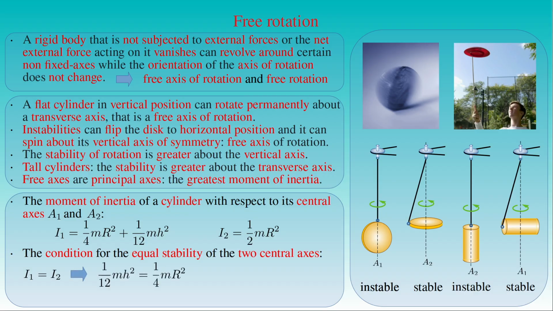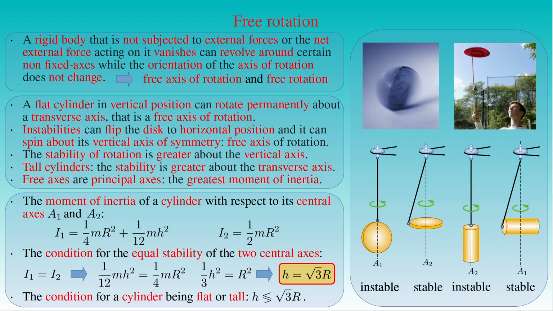If we substitute the expressions obtained for I1 and I2 into this condition, then we can write the equation stating that 1/12 times m times h squared is equal to 1/4 times m times r squared. This gives the relation stating that 1/3 times h squared is equal to r squared, and we conclude that if the height h of a cylinder is equal to the square root of 3 times its radius r, then its rotation will be stable about both the central axes A1 and A2. We can also apply this condition to identify a cylinder of uniform density as a flat cylinder or a long one, depending on whether its height h is greater or less than the square root of 3 times its radius r.